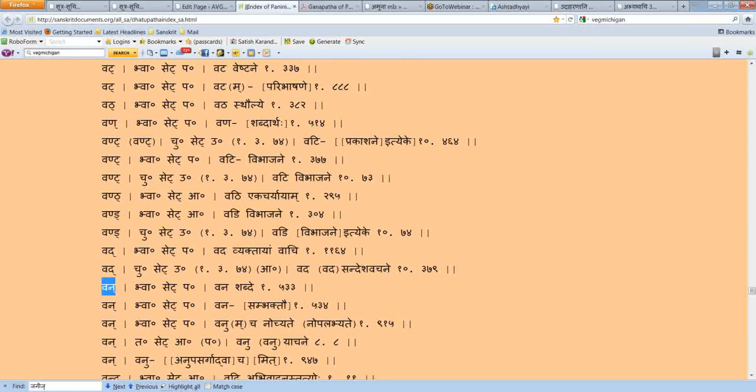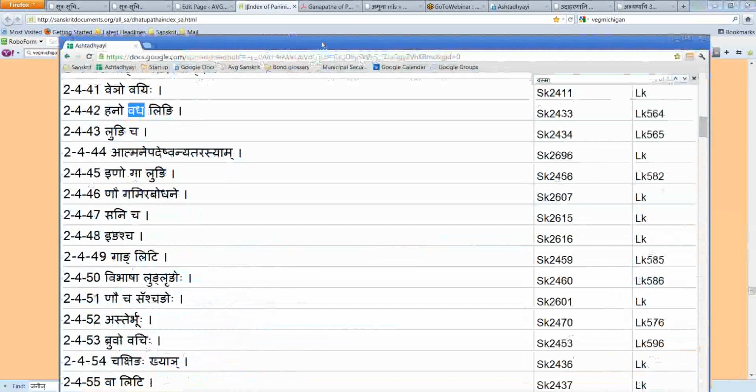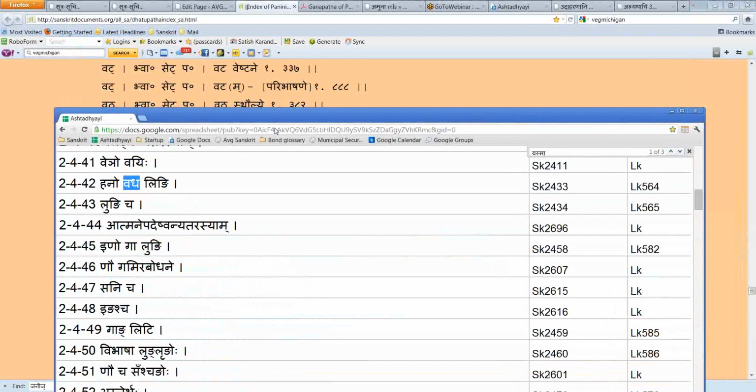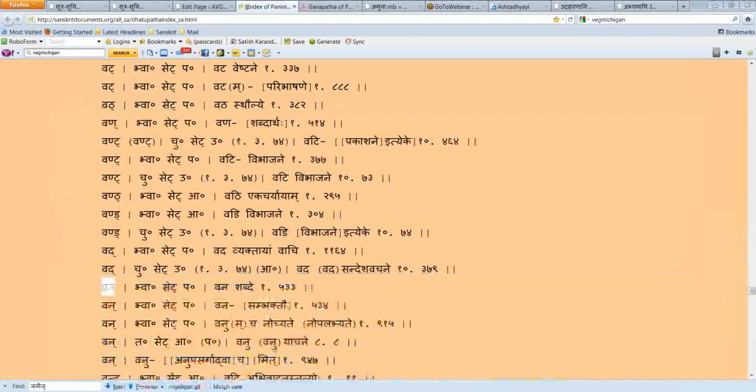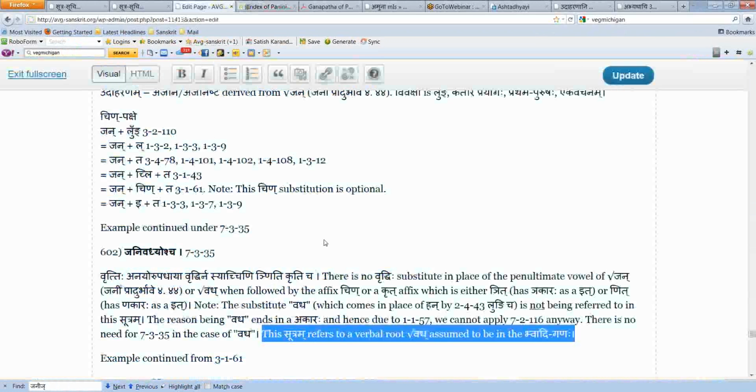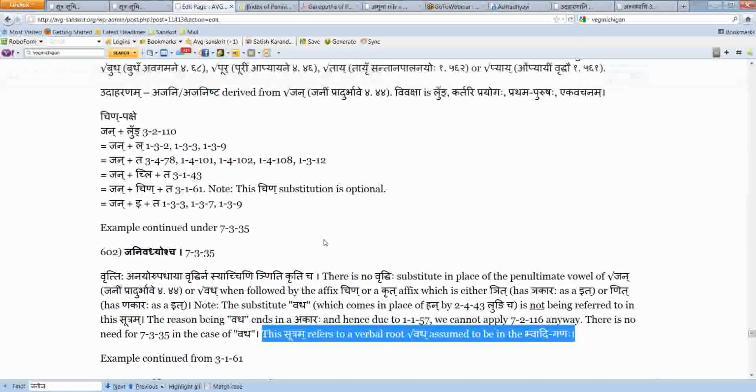The only vada which we know of is this one, hano vada lingi, lungicha, but there we don't need this sutra. So we must conclude that Panini must be referring to a dhatu vada, which is ending in a dhakaraha, not in an akaraha, and which is now assumed to be in the bhadiganaha. So this is a jnapakam.